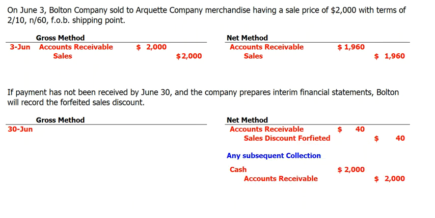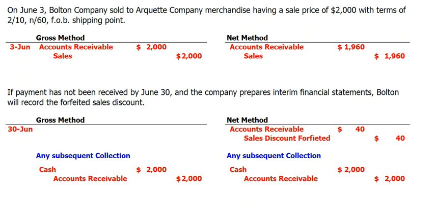Of course, when Bolton makes a subsequent collection, it will be expecting to receive the entire $2,000 in cash and will debit cash and credit accounts receivable using both the net method as well as the gross method.